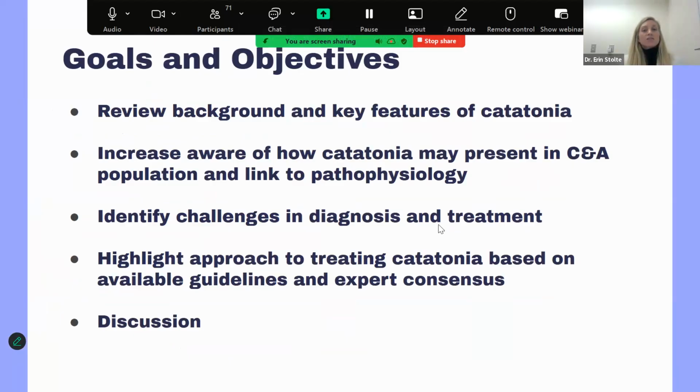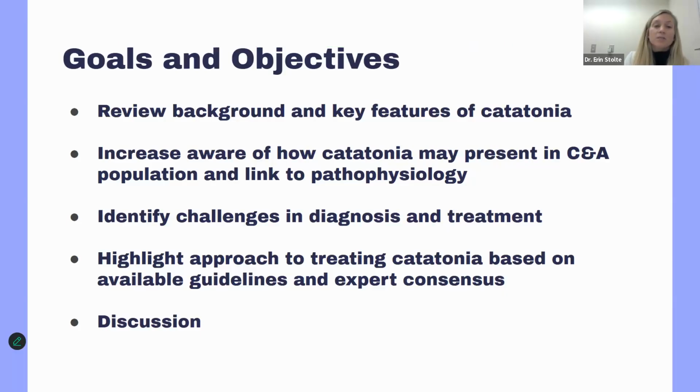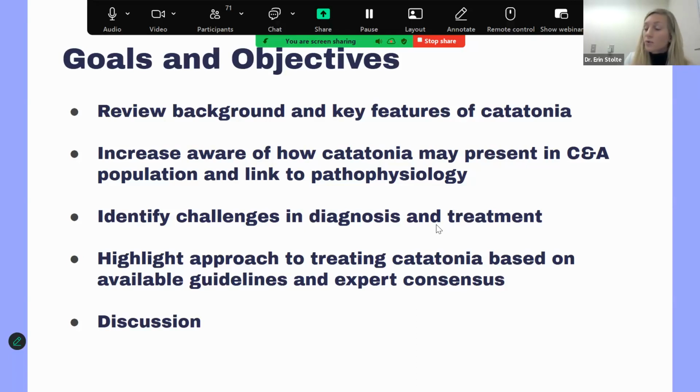So our goals and objectives: we're going to be talking about catatonia. We're going to review the background and the key features of catatonia. We're going to talk about how catatonia can present in a child and adolescent population, speak around the pathophysiology of it, and identify some challenges both in diagnosis as well as the process of treatment and guidelines.